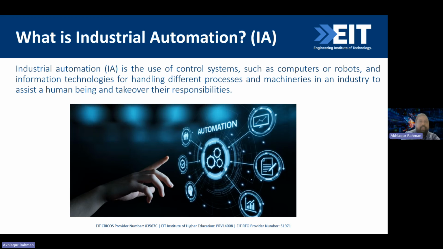Now, going back to the point about industrial automation, what is industrial automation? As the definition says, it is the use of control systems, which can be computers or robots or IT, information technologies, for handling different processes and machineries in an industry to assist a human being and take over their responsibilities.